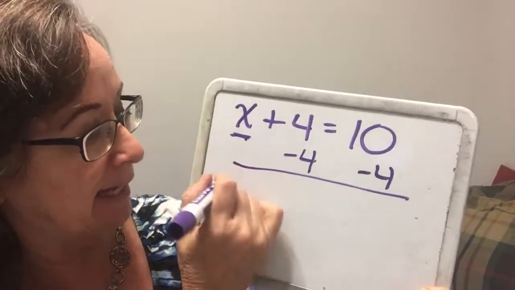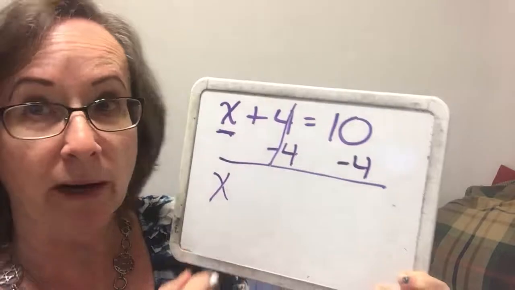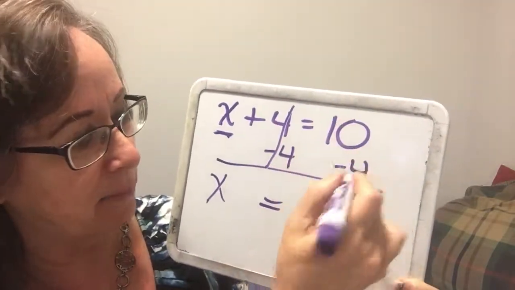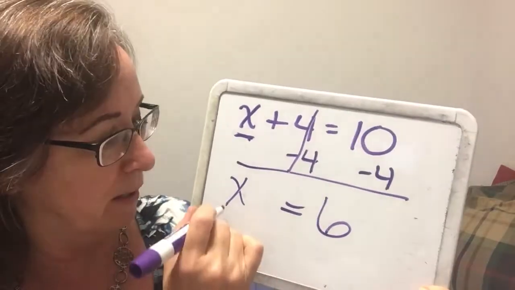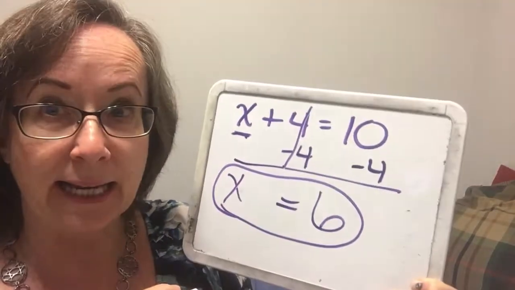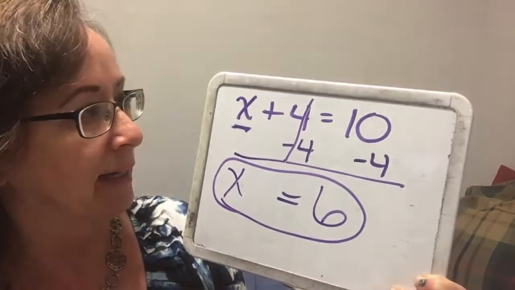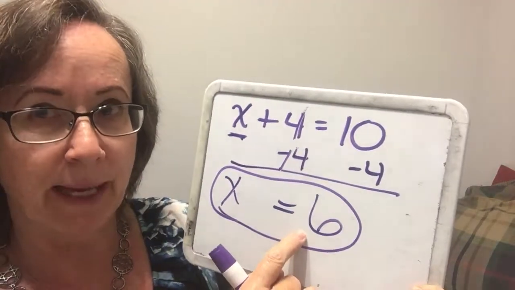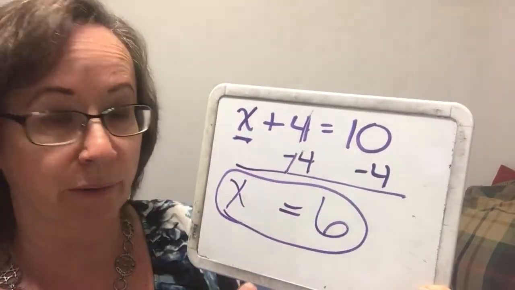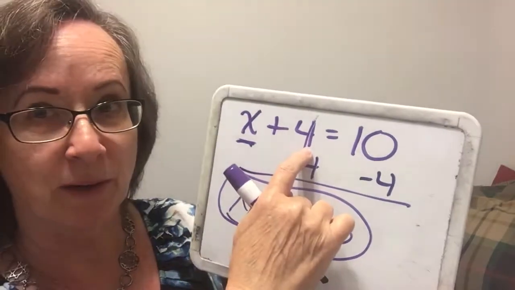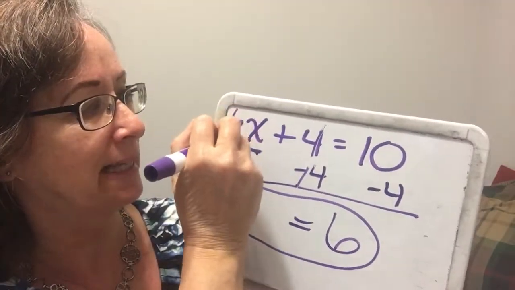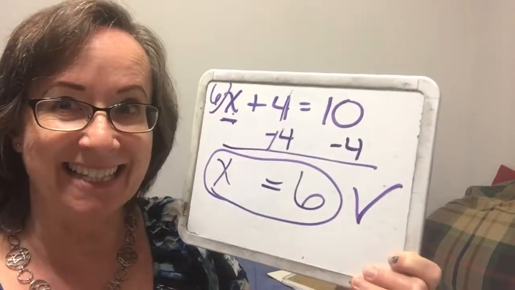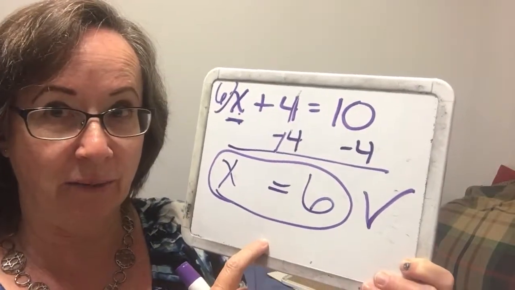So now this x comes down, and then this 4 and negative 4 cancel. And then on the other side of the equal sign, I have 10 minus 4 is 6. Therefore, x must be 6. Now, let's go back into the original problem and see if 6 makes the original equation true. So 6 plus 4 is 10. When we plug a 6 here for the x, 6 plus 4 is 10. Therefore, this is a true solution to the equation.